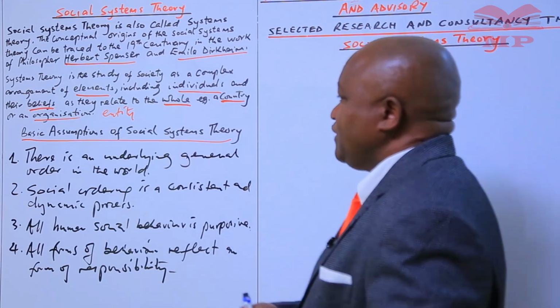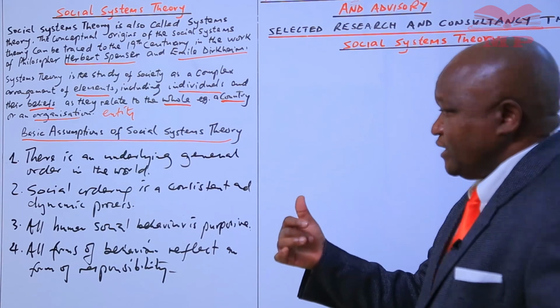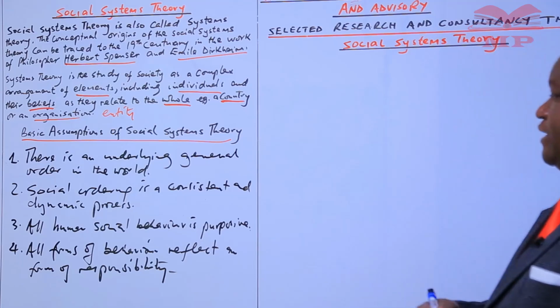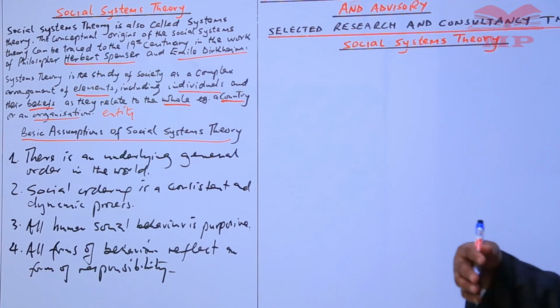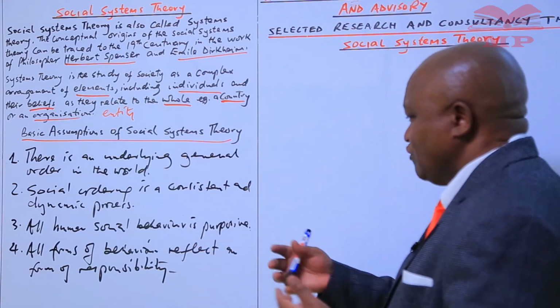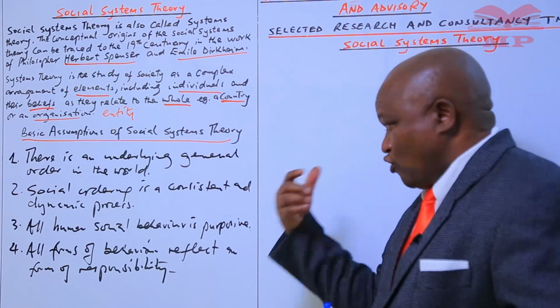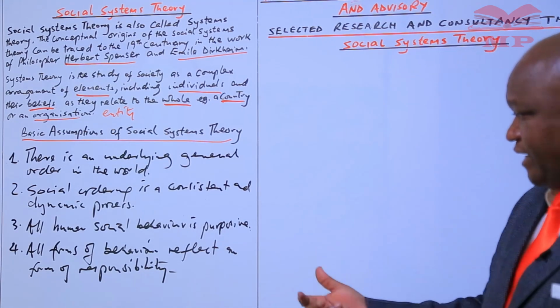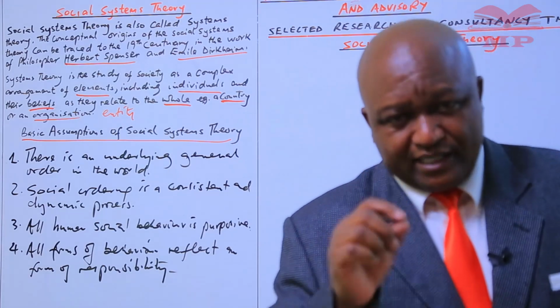The proponents of this theory argue that, one, there is an underlying general order in the world. Two, social ordering is a consistent and dynamic process. They also assume that all human social behavior has a purpose, and that all forms of behavior reflect a form of responsibility or a form of response.